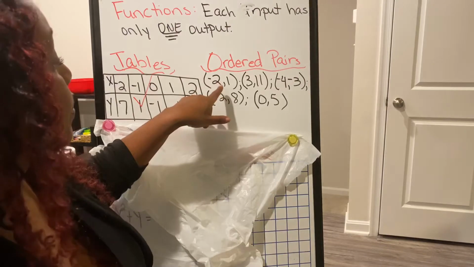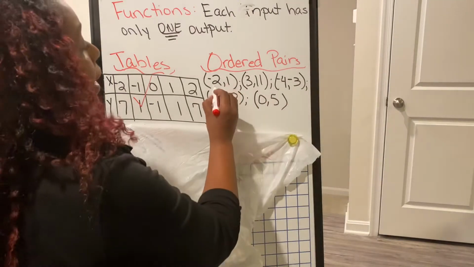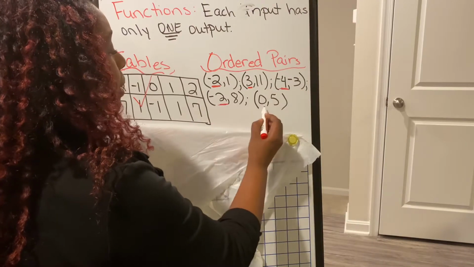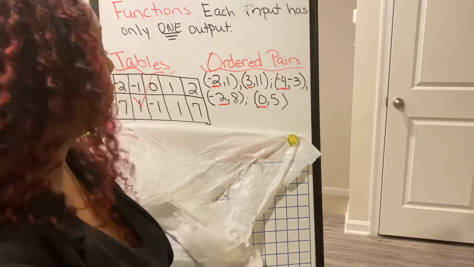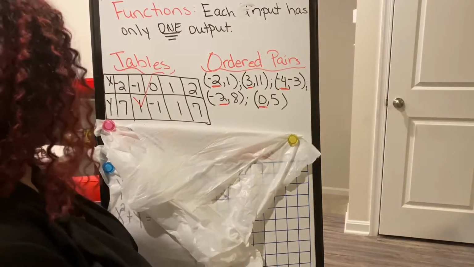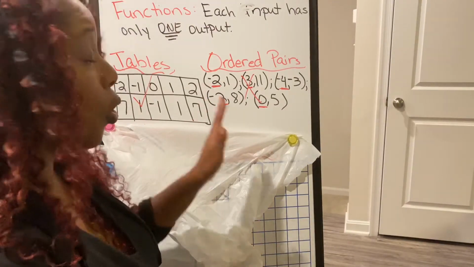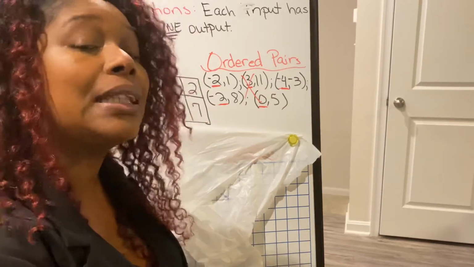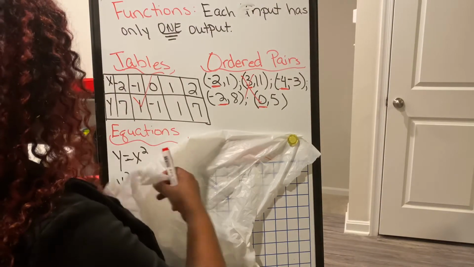Let's look at ordered pairs. For ordered pairs, I'm only looking at my X values. So these are my X values. Remember, the first value is my X. Do we see any numbers that repeat? Yes. This number and this number repeats. So can this be a function? No, it cannot. Okay? You're only looking at your X values and seeing if there is a number that repeats itself.